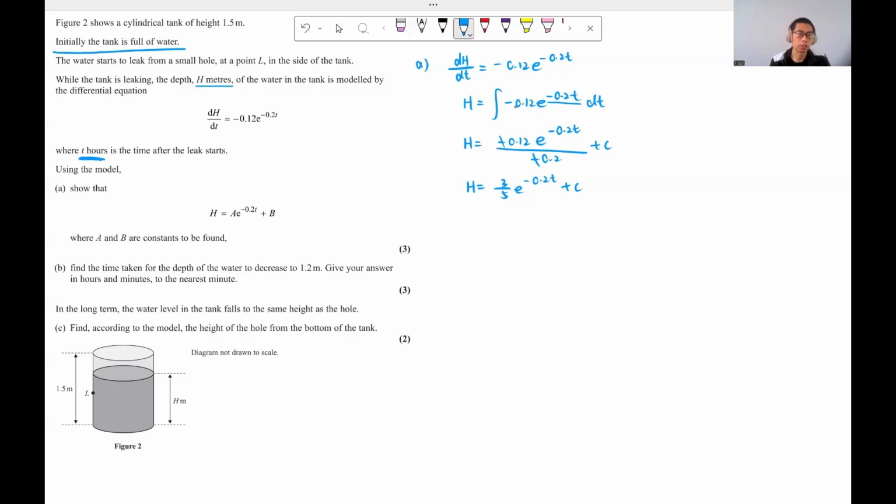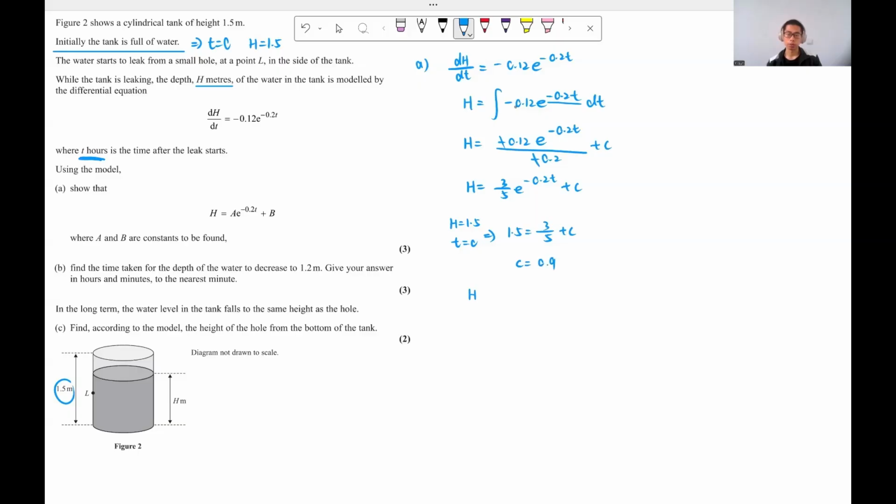It says initially the tank is full of water. So that means when t equals 0, the cylinder tank has a height of 1.5 meters. If it's full of water, that means the height of the water should be 1.5 meters. So h equals 1.5. Then substitute in h equals 1.5 and t equals 0. So that would be 1.5 equal to 3 over 5, and then e to the power 0 is just 1, plus c. So c is just equal to 1.5 minus 3 over 5, which is equal to 0.9.